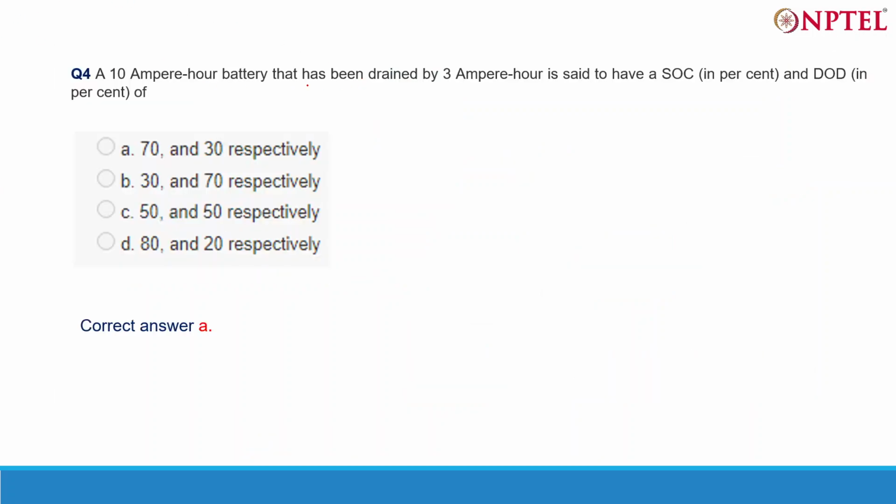A 10 ampere hour battery has been discharged by 3 ampere hour; find the SOC and DOD percent. We have the formulas for SOC and DOD percentages in the slides, so use those formulas. I'm not going to calculate because these are pretty much formula-based questions. Okay.